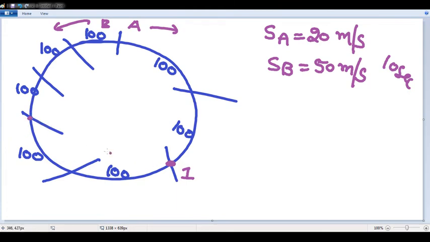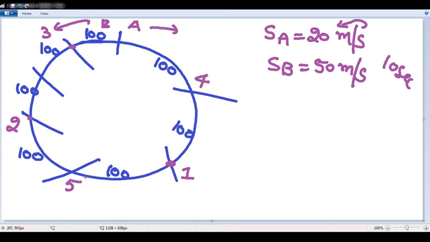A is here. B will travel, B is coming like this: 100, 200, 300, 400, 500. Second meeting point. That means if I take a point of reference as A, they will keep on meeting after 200 meters, because in 1 second it is 20 meters, so in 10 seconds it is 200. So 100, 100, this is the third meeting point. 100, 100, this is the fourth meeting point.